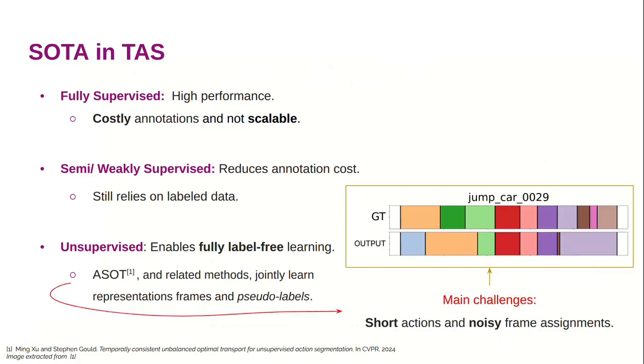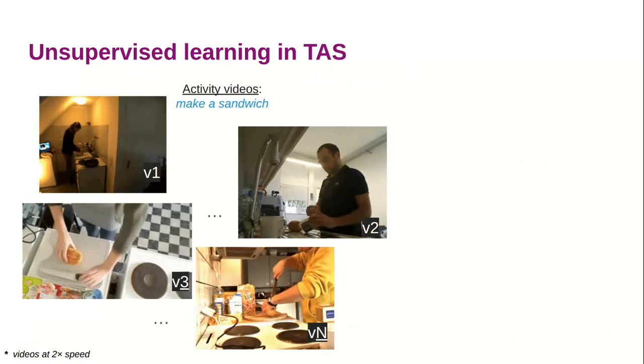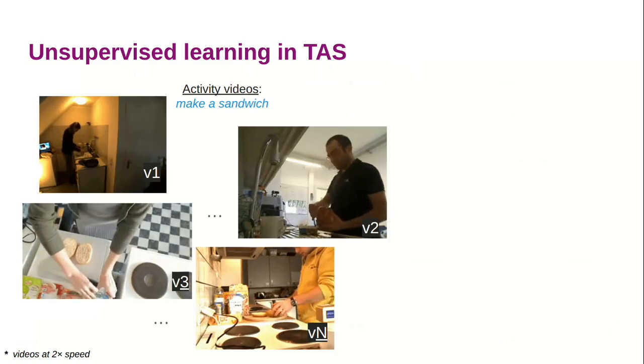However, unsupervised methods still face two key challenges. First, many actions are very short, making them hard to detect. And second, frame-level assignments tend to be noisy, which prevents stable and consistent learning. These limitations motivate the need for a new framework, one that can handle noisy frame predictions and capture fine-grained temporal structure without any supervision. And that's where CLOT comes in to overcome these limitations.